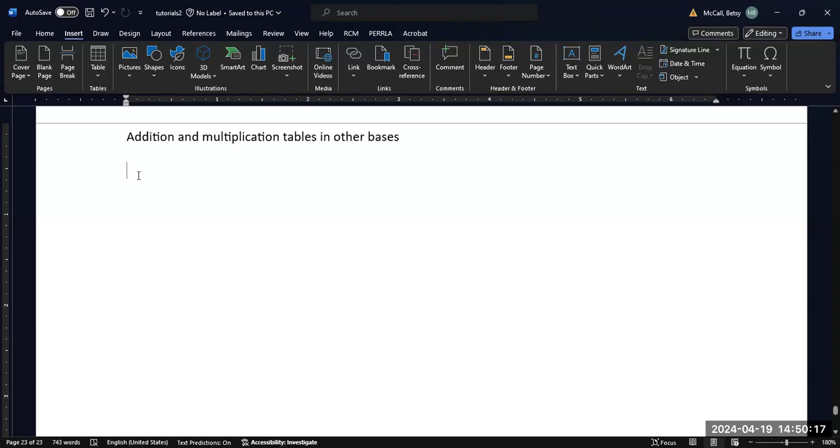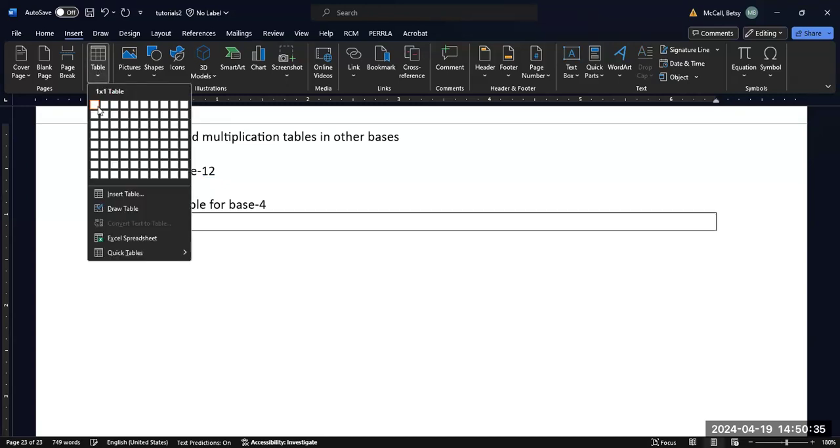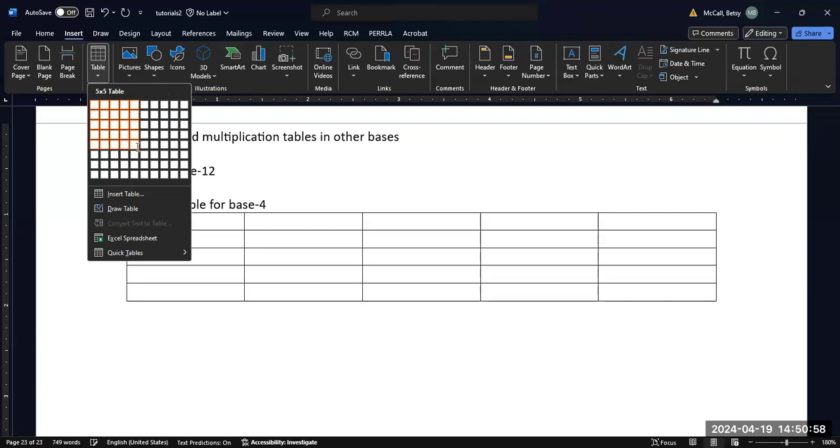So I'm going to start with examples. We're going to do base 4, because it's a nice small one, and then we're going to also do base 12. So let's start with an addition table for base 4. I'm going to need one column for my numbers, and one column for the other numbers going across the top. So I'm going to need at least five columns, because I'll have four numbers: one, two, three, and then 10, right? So we'll do five by five.